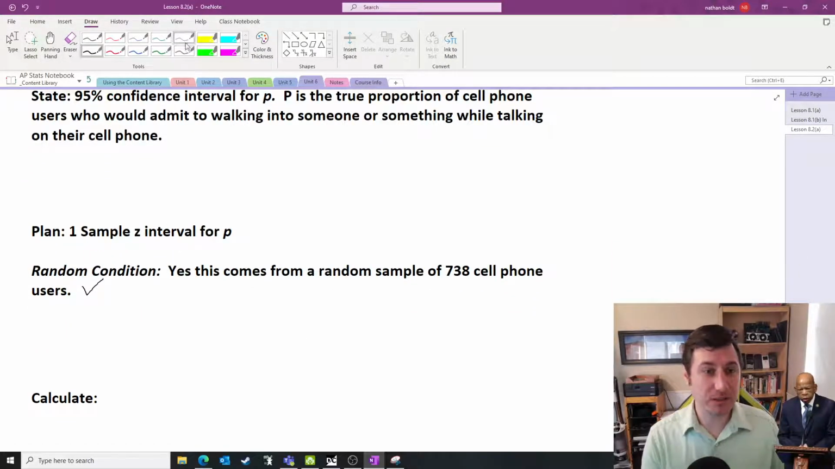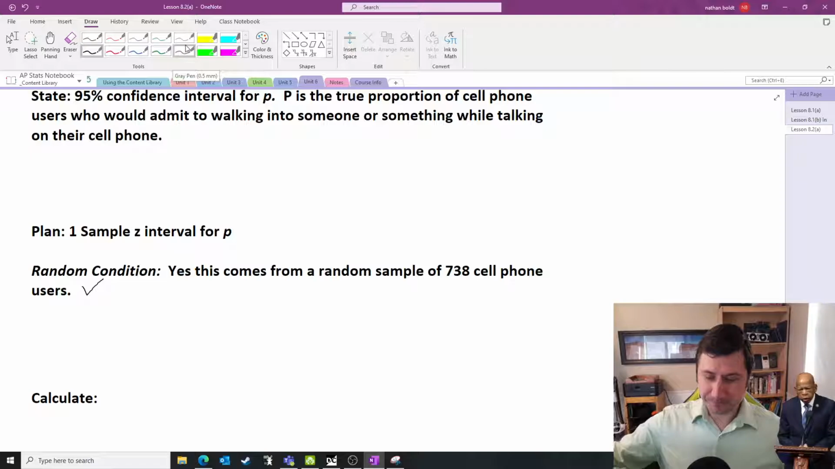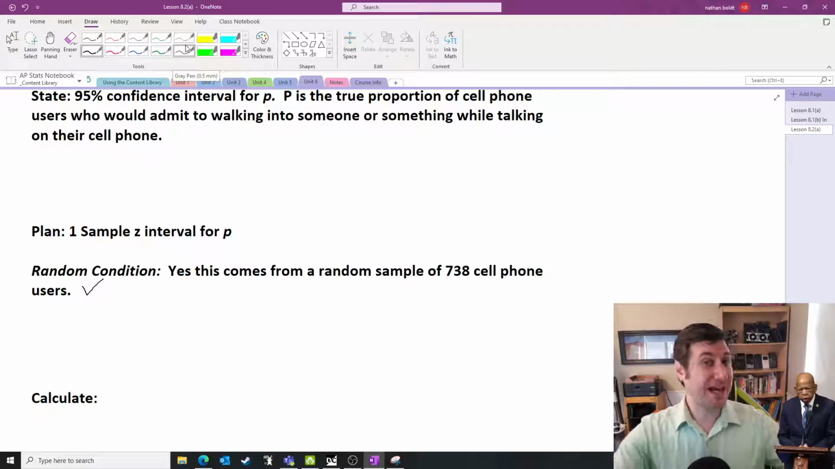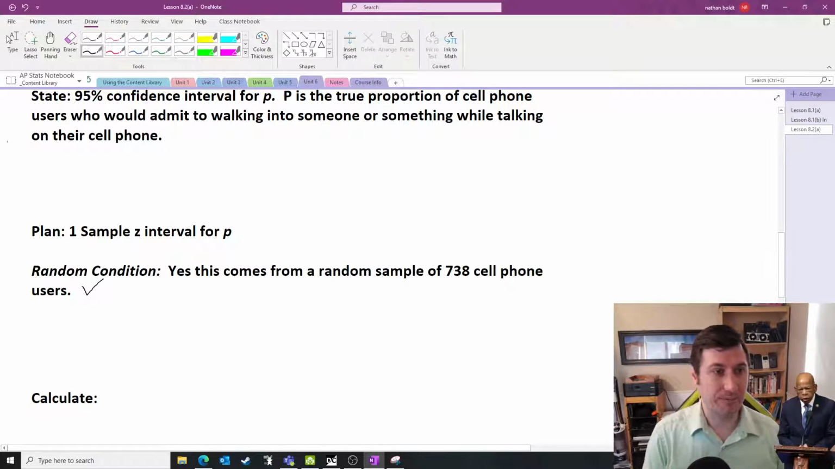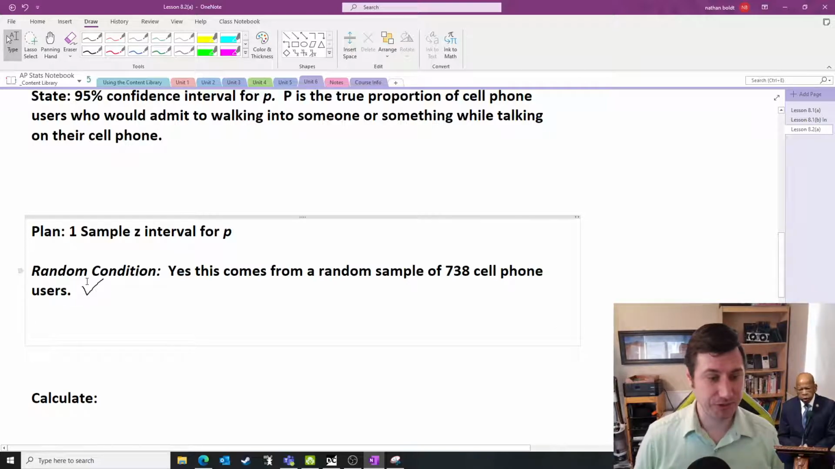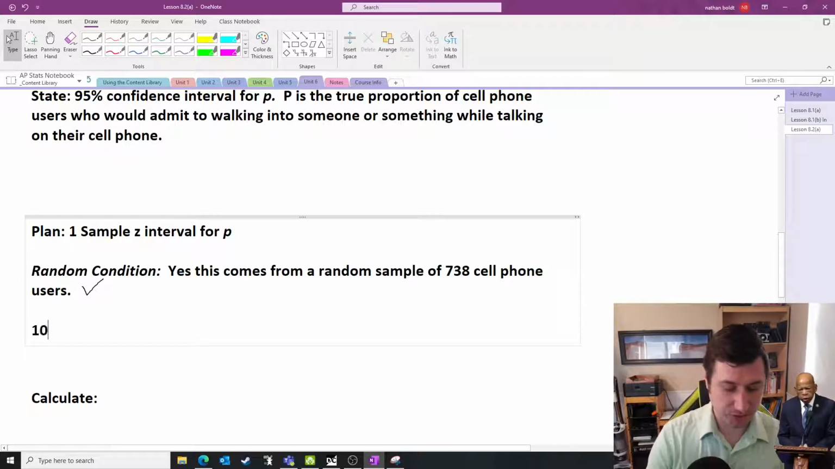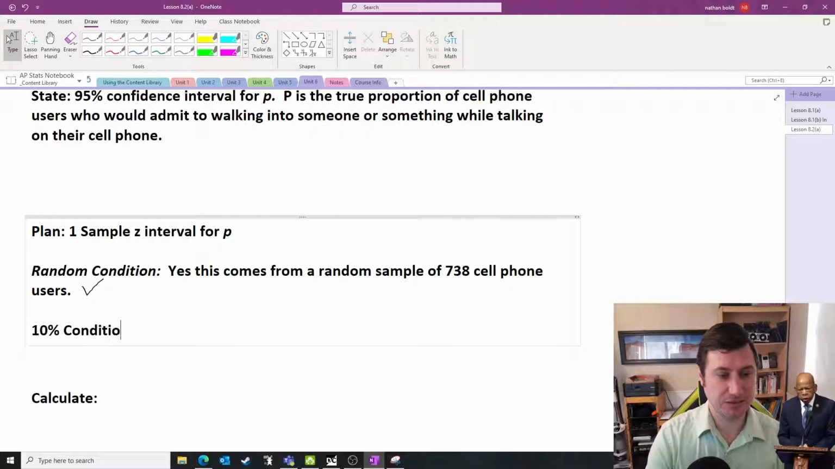If we want to take our conclusion and apply it to the whole population, we have to randomly sample from that population. That's why this has to be random if we're going to apply what we learned to the entire population. The next is our good old 10% condition.